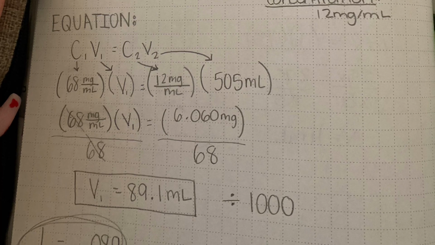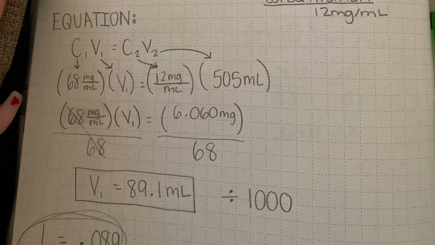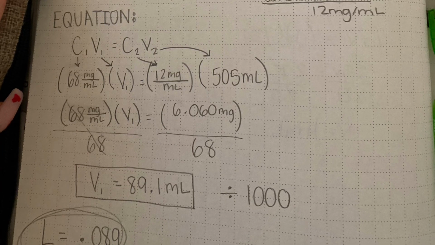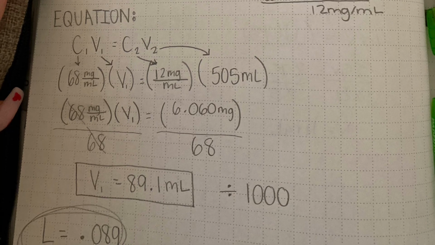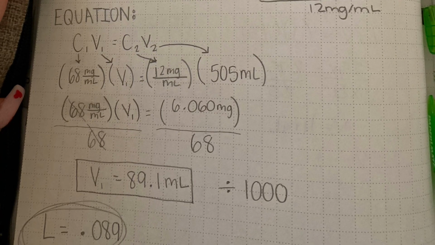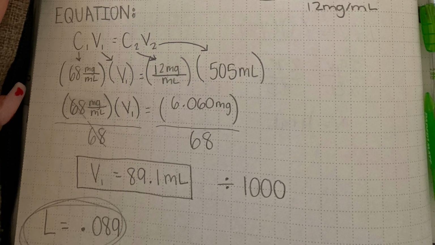But since we need to get this into liters instead of milliliters, we have to use the formula table that we used before, which shows that we have to divide it by 1,000 to get the liters. Now we know the final concentration of this stock solution, which would be 0.089 liters.